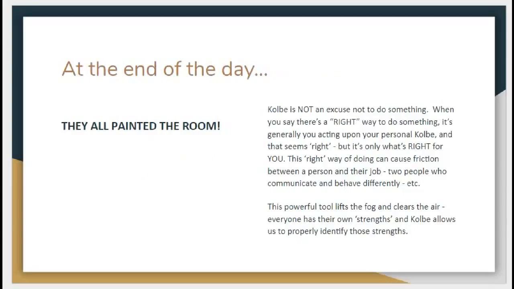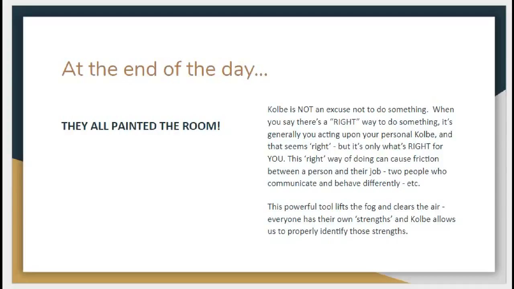Kolbe is not an excuse to not do something. When you say there's a right way to do something, it's usually you acting upon your own personal Kolbe, and that seems right. But it's only what is right for you. This right way of doing things can cause friction between a person and a job, or even between 2 people. Whether they're communicating, when you have somebody training another person and they're showing them the right way to do something, that just means it's right for their own Kolbe. If they're training a person who has a different Kolbe, it may not be right for them.